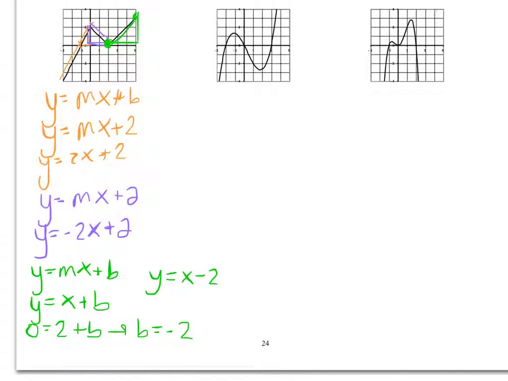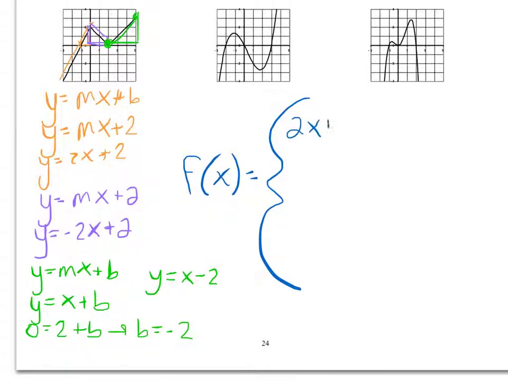So finally, now all I have to do is write out the entire equation using the notation for a piecewise function, where we put f of x equals, big curly bracket, then we put our three formulas, or however many there are, in this case 3: 2x plus 2, negative 2x plus 2, and x minus 2. Then you fill in the ifs.